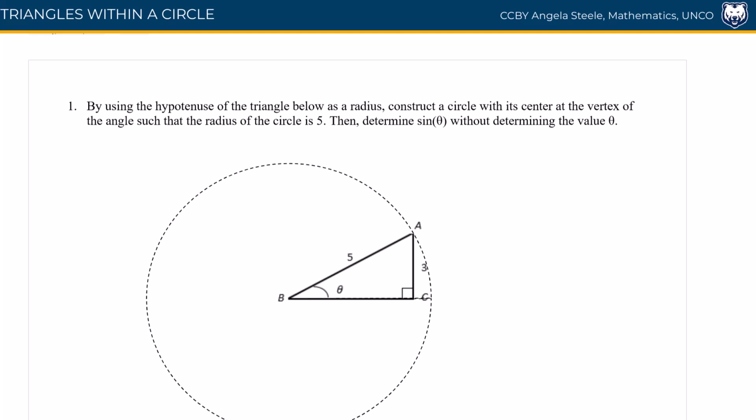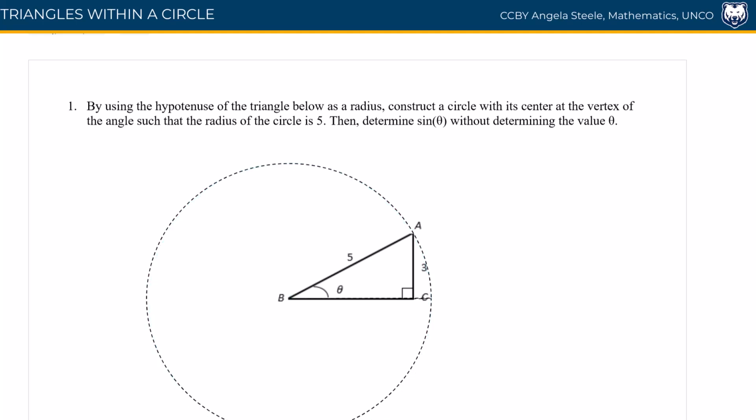Okay, so what we're going to do to start with is, by using the hypotenuse of the triangle below as the radius, I want you to construct a circle with its center at the vertex of the angle such that the radius is 5. So what we mean by that is you're going to take your compass and put the pin on point B, put the pencil on point A, and then go ahead and draw your circle.